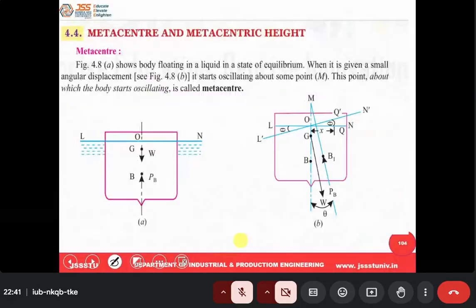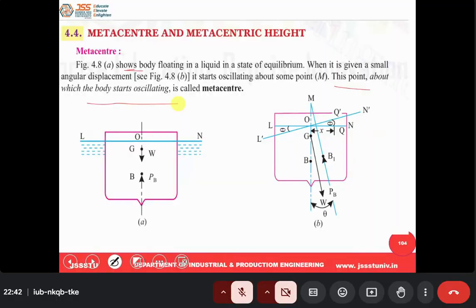ಕೈಂಡ್ಲಿ ಬೇರ್ ವಿತ್ ಮೀ. ಮೆಟಾ ಸೆಂಟರ್, ದಿಸ್ ಆಲ್ಸೋ ವೆರಿ ಇಂಪಾರ್ಟೆಂಟ್ ವೆನ್ ಯು ಆರ್ ಡಿಸೈನಿಂಗ್ ಶಿಪ್ಸ್. ಓಕೆ, this is very important. Meta center and metacentric height. What is meta center? Meta center is the point about which body is going to start oscillating is called meta center.